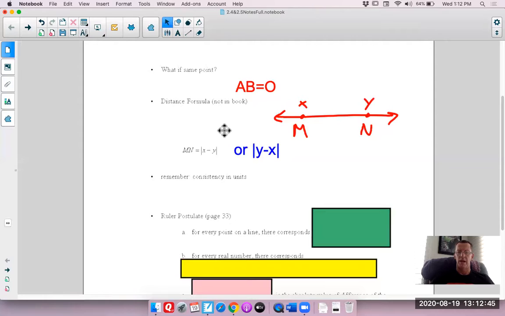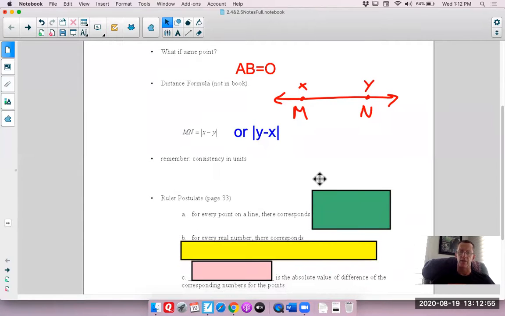Doesn't matter, right? And you're getting all this down in your notes. Doesn't matter which way you do it. It's absolute value. It's always positive. One reminder, make sure you have consistency in units. I think there are some problems in the homework set that use different units, so be careful about that.